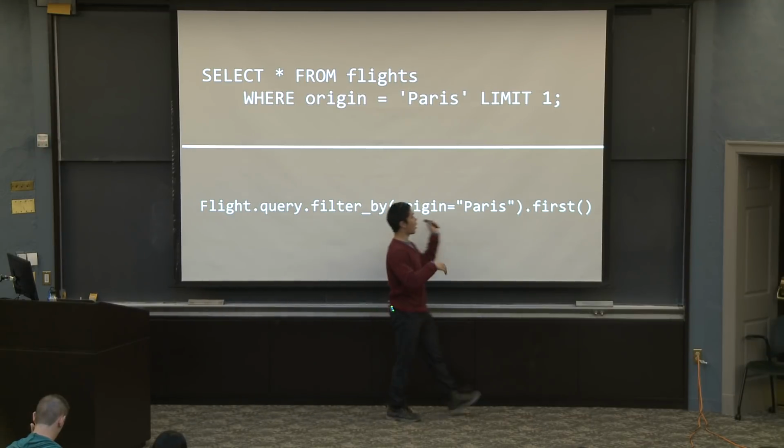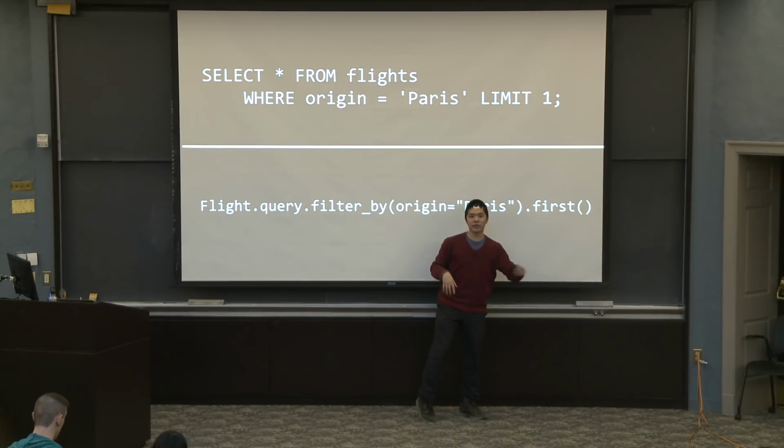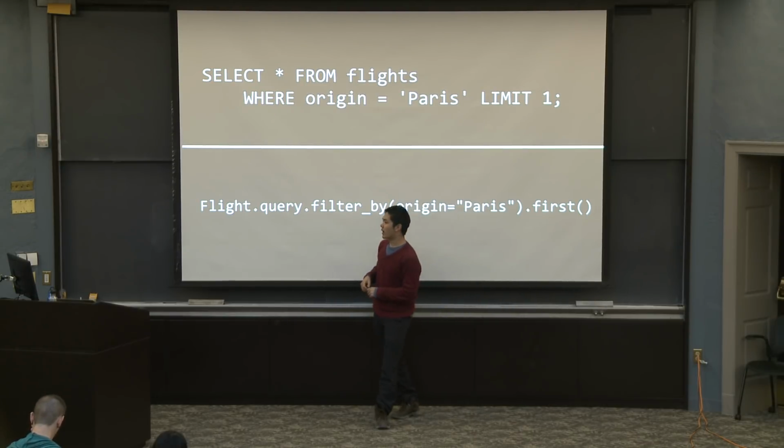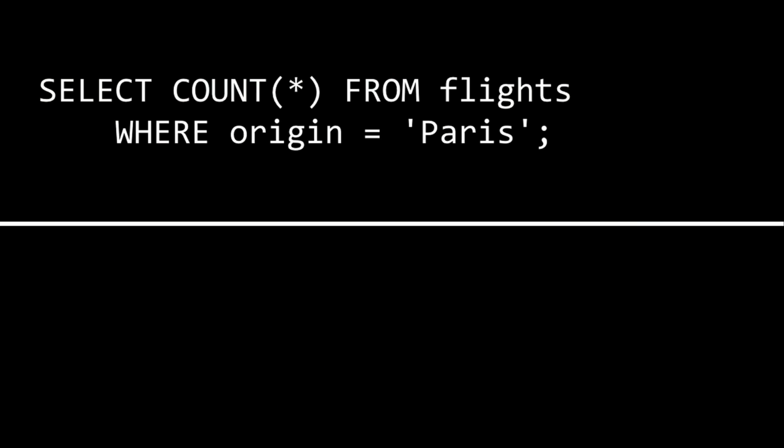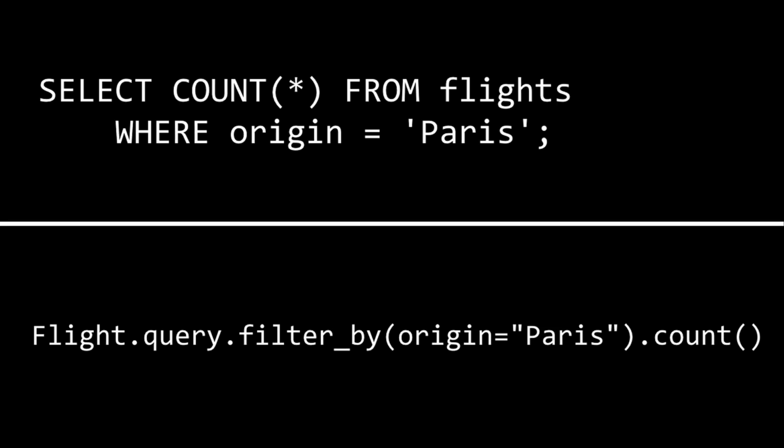So .all returns all of the results. .first returns only the first result. If you were trying to count how many things are in a particular table, so how many flights are from Paris, for example, which you would do via syntax like this, select count star from flights where the origin equals Paris. The equivalent of that in the ORM is the same thing, flight.query.filter_by origin equals Paris. And then instead of .all or .first, we would just say .count. And .count is just going to return to you an integer, some number representing how many rows got returned from this particular query.